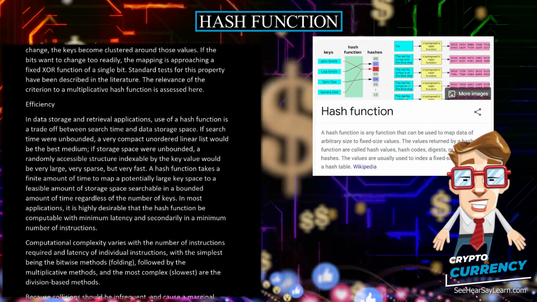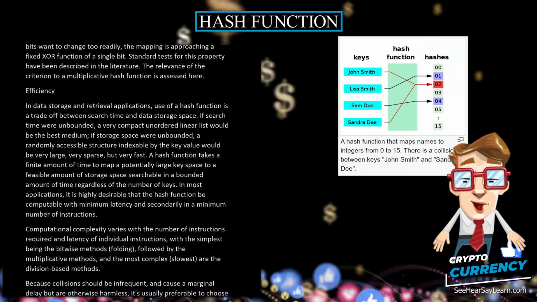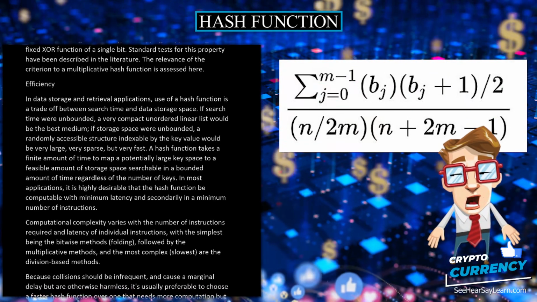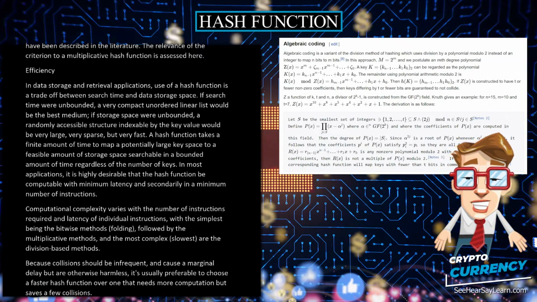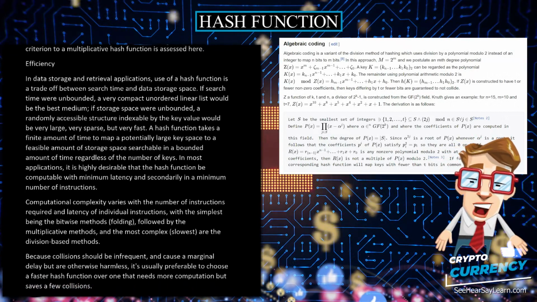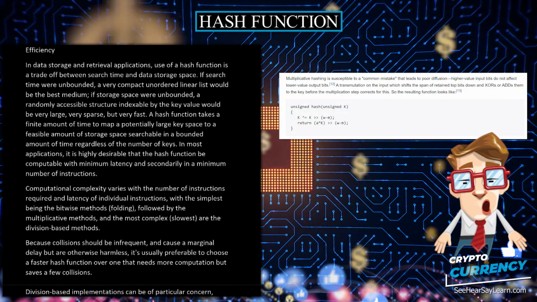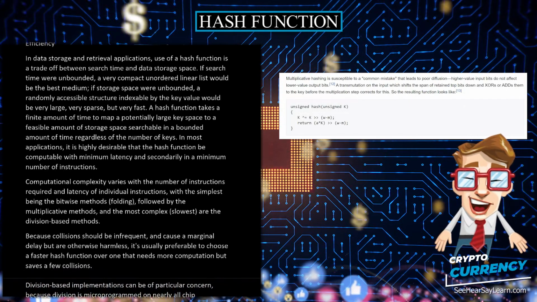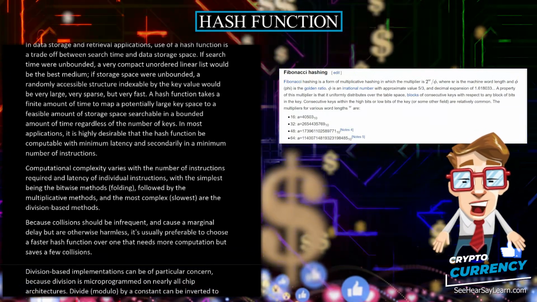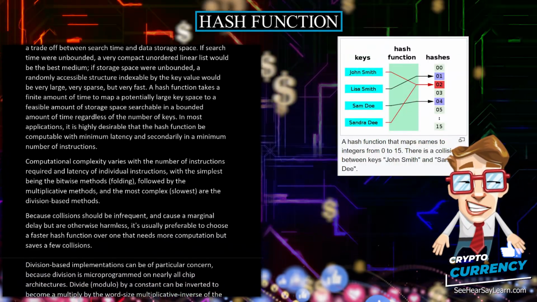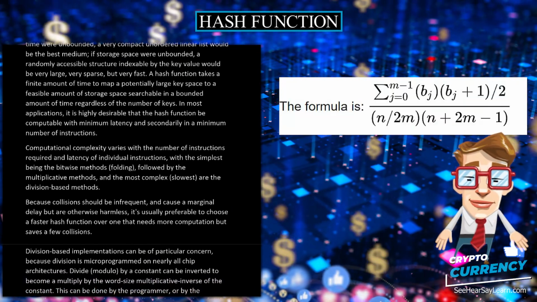In most applications, it is highly desirable that the hash function be computable with minimum latency and secondarily in a minimum number of instructions. Computational complexity varies with the number of instructions required and latency of individual instructions, with the simplest being the bitwise methods, folding, followed by the multiplicative methods, and the most complex, slowest, are the division-based methods. Because collisions should be infrequent, and cause a marginal delay but are otherwise harmless, it's usually preferable to choose a faster hash function over one that needs more computation but saves a few collisions.